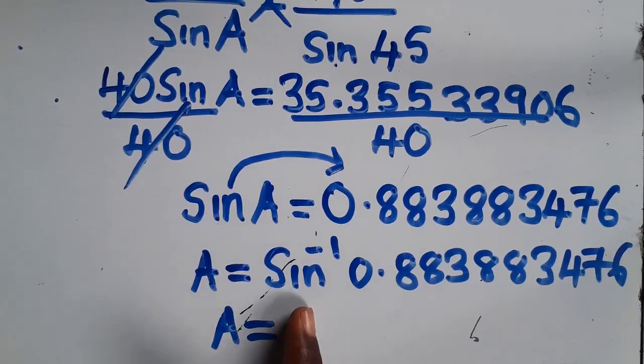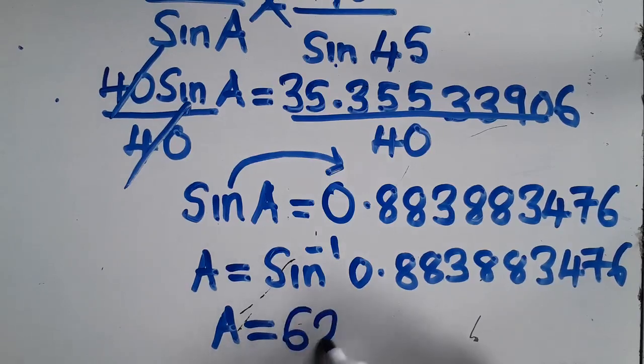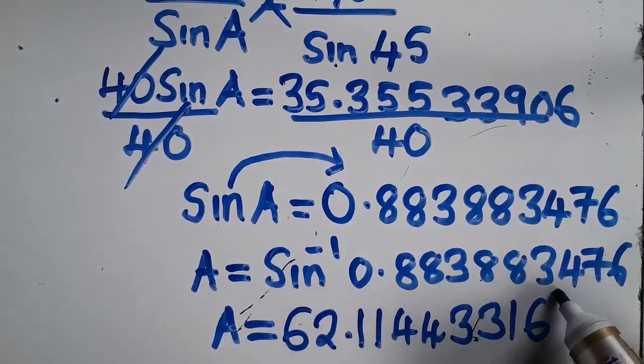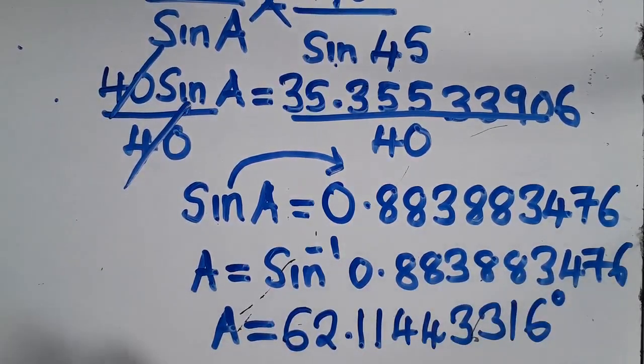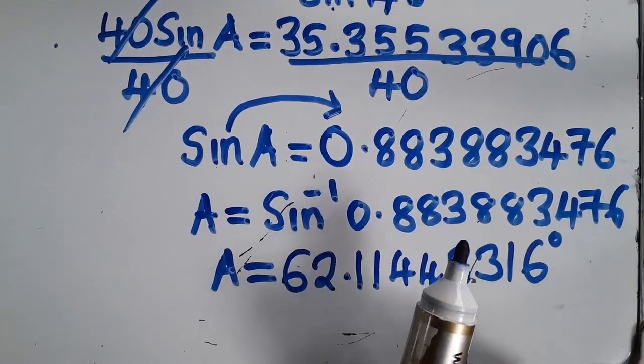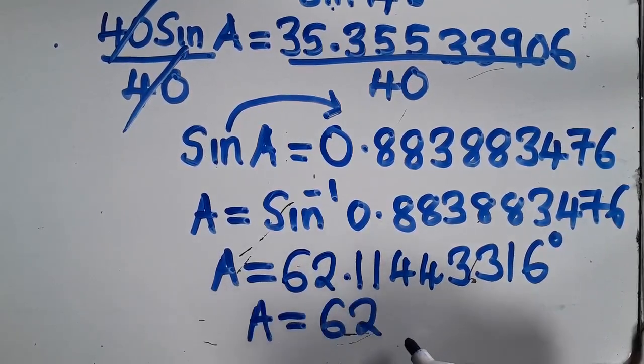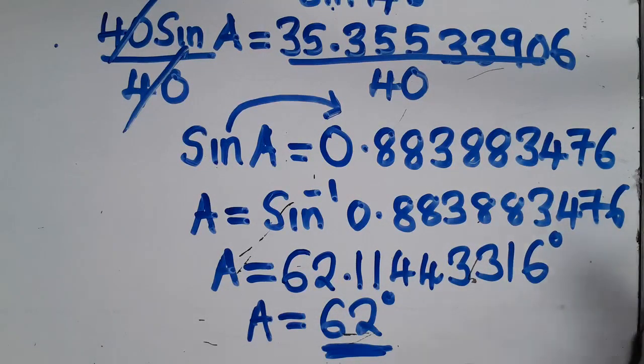So how do you press sine inverse on your calculator? You just say shift sine, and the inverse will come. Then you type this. What is your answer? The answer is 62.1443316 degrees. This is the angle A. This is the same as 62 degrees when you round off to the nearest whole number.